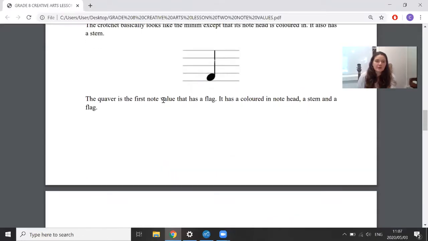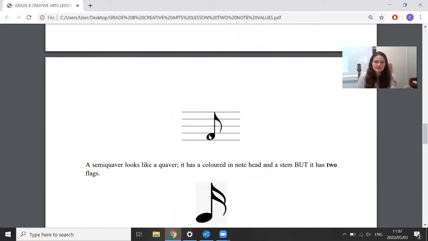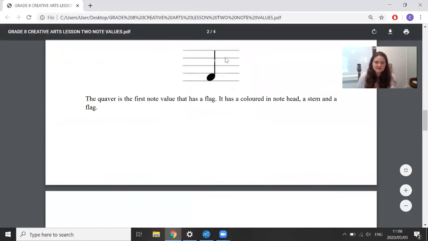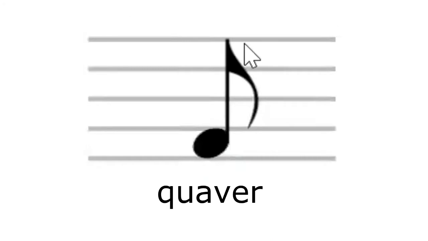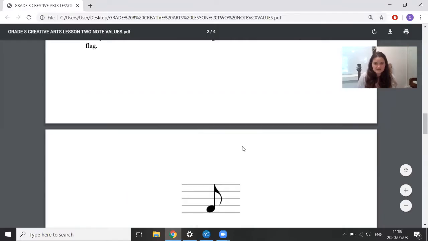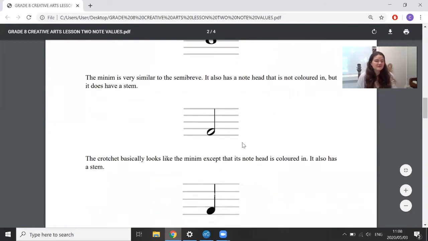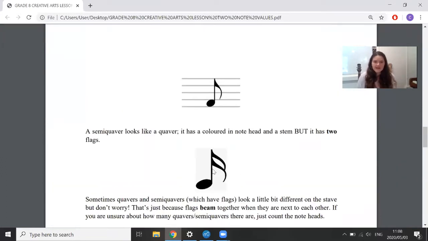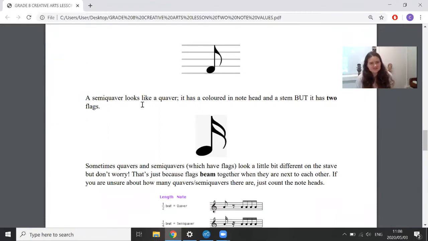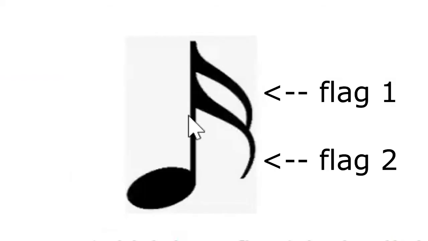And then we've got our quaver over here. Quaver sort of looks like the crotchet, don't you think? Only difference here is that we've got our, no, what's it called now? Flag. We've got our flag, not tail. And then our semi-quaver looks identical to the quaver, but it actually has 2 flags.